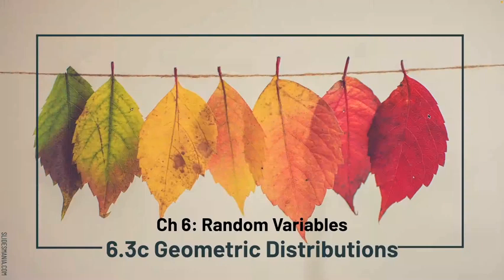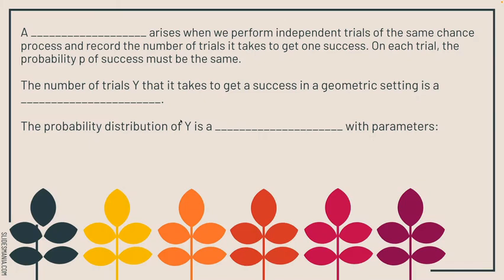Let's look at 6.3c, geometric distributions. All right, so this is a new distribution. So we've done normal distribution and binomial distribution. Now we're doing geometric. So a geometric setting arises when we perform independent trials of the same chance process and record the number of trials it takes to get one success. So until you get a success. Remember how we circled that word until?